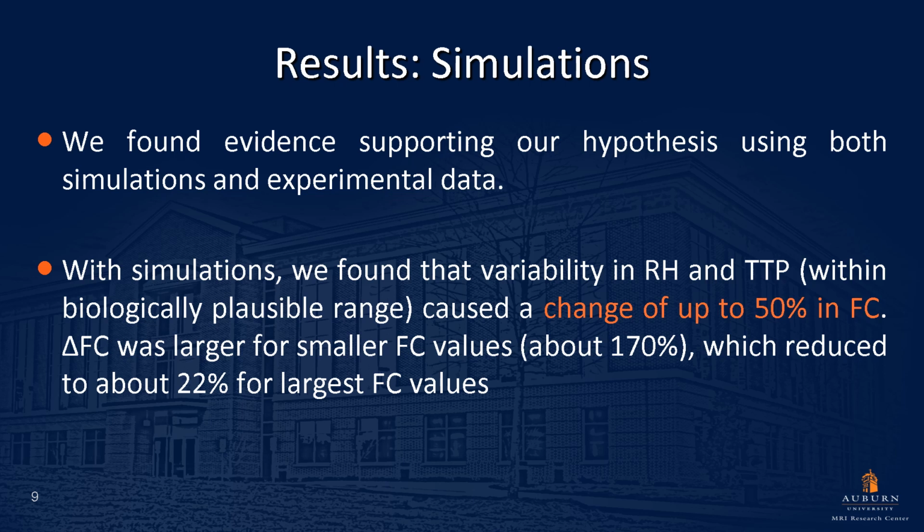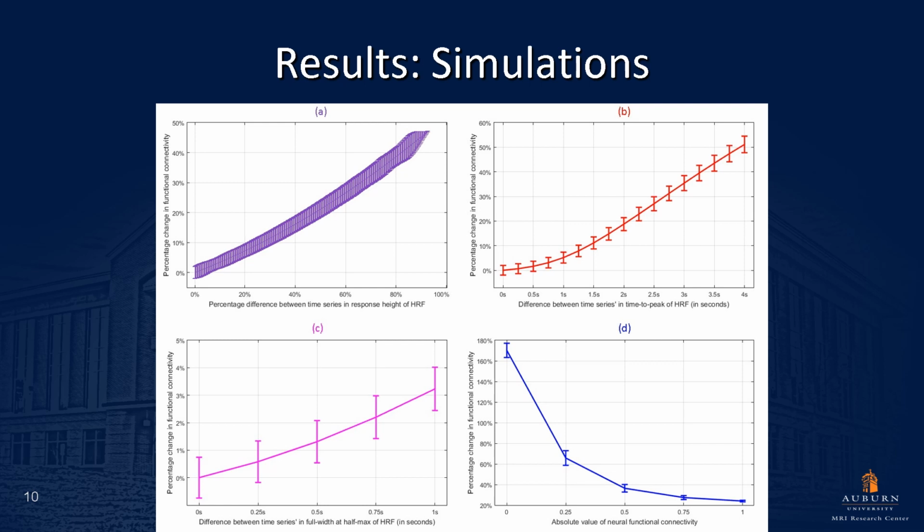We found that the variability in response height and time to peak, and of course this variability was simulated such that it's within the biologically plausible range, caused change up to 50% in functional connectivity. And as you can see in the next slide, panel A actually shows percent difference between time series response height on the x-axis. On all panels, the y-axis is the percent change in functional connectivity.